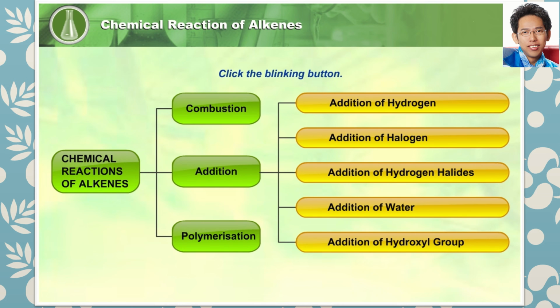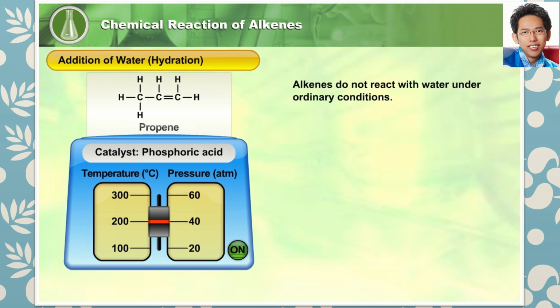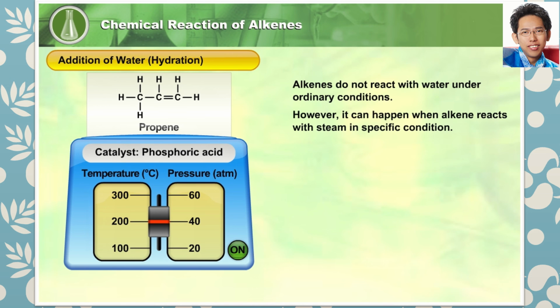Click the blinking button. Alkenes do not react with water under ordinary conditions. However, it can happen when alkene reacts with steam in a specific condition. Let's find out. Drag the indicator to the most suitable condition and then click the On button.